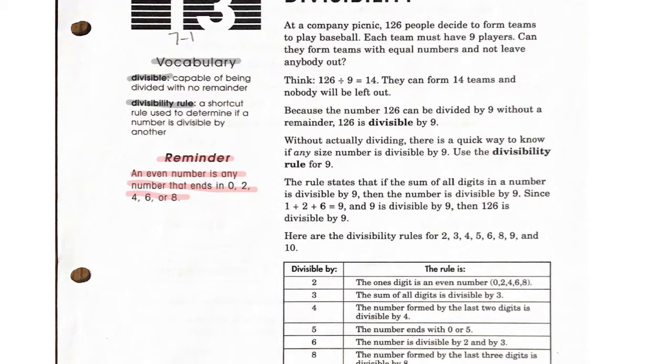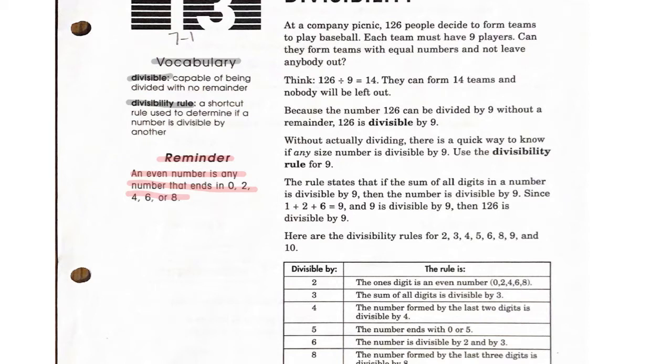So, at a company picnic, 126 people decided to form teams to play baseball. Each team must have 9 players. Can they form teams with equal number and not leave anybody out? So you got to think 126 divided by 9 equals 14. They can form 14 teams and nobody will be left out. Because the number 126 can be divided by 9 without a remainder, 126 is divisible by 9.